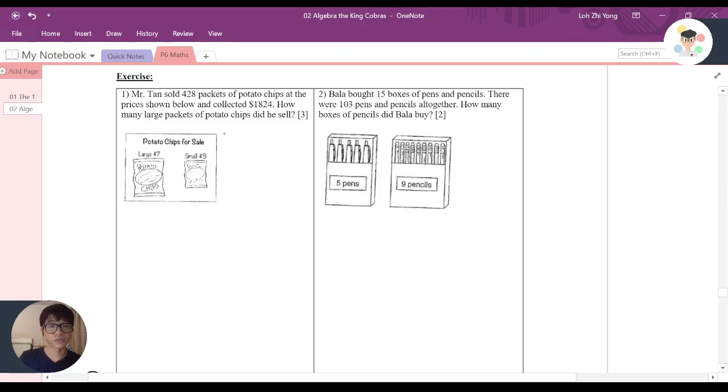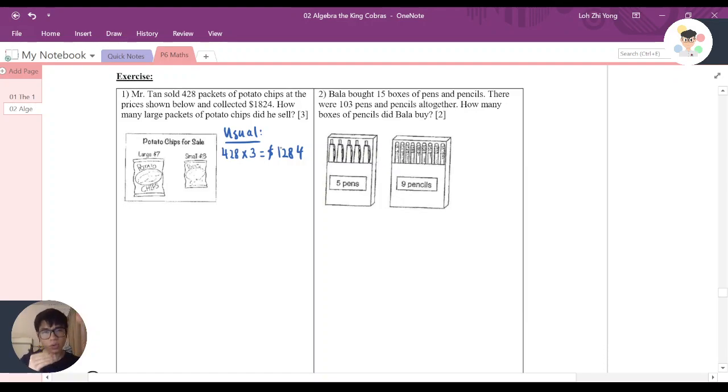Let me show you the usual method that we use to solve it. We can first assume that all the packets of potato chips are either large or small. For example, in this case, I assume that all are small. So if all 428 are small, this will be the amount of money that I will be able to collect. 428 times 3 is 1284.